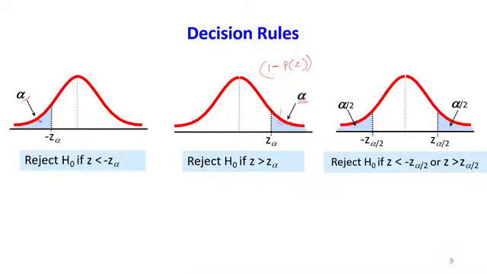In the two-tailed test, you will divide alpha on either side, and whatever probability you get, either you compare it with alpha by 2, or you multiply that probability by 2 and then compare with alpha.